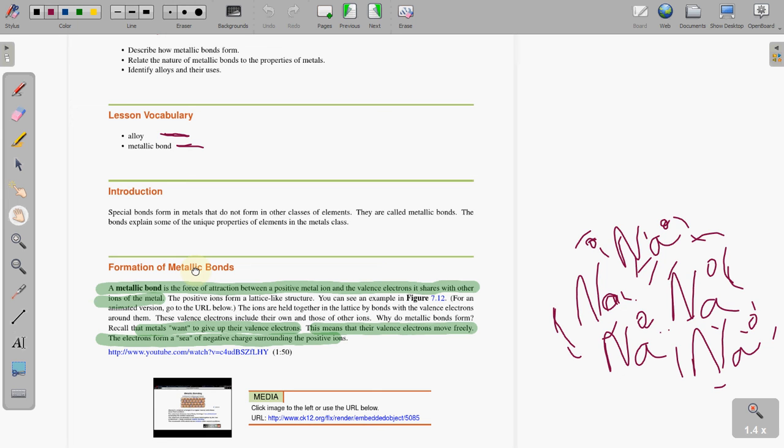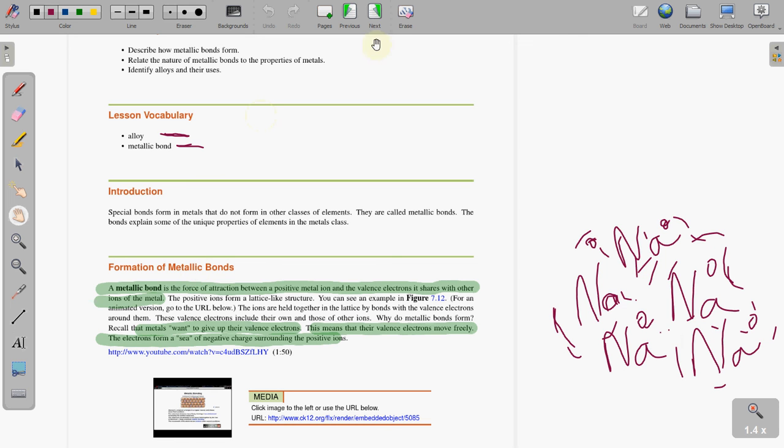Identify alloys and their uses. Go ahead. All right. So what I heard you say was that alloys are mixtures of metals. They're not a chemical bond. They're just a mixture of metals. And for example, gold is an alloy used in jewelry. Bronze is an alloy used in statues and stuff and metals and maybe even some coins. So there's a couple.